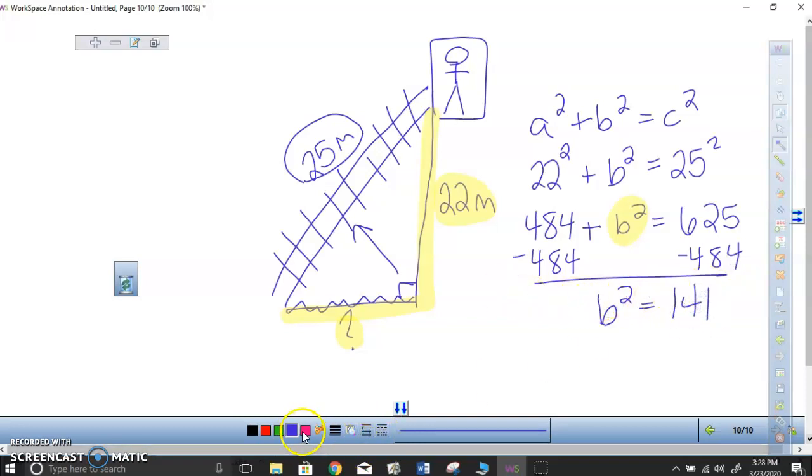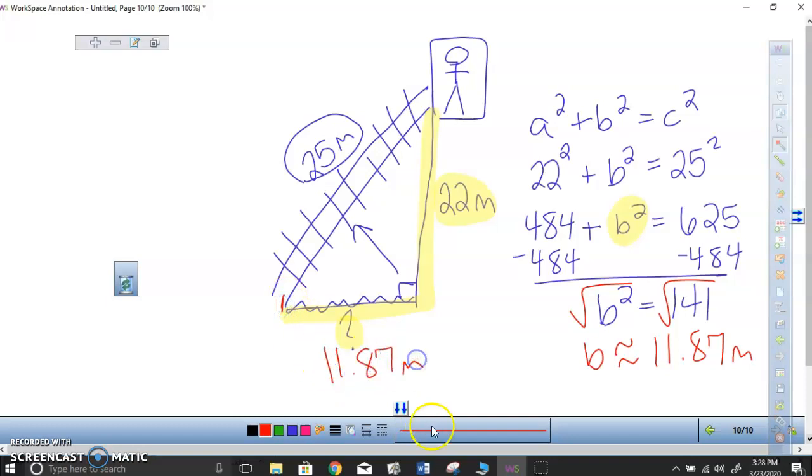Remember, I have to do the inverse operation. So I take the square root of both sides. So the square root of 141, I know this is not a perfect square. So I'm going to go ahead and use my little approximation there. So the square root of 141, I'm using my phone again. If you turn it sideways, you can do a square root. I get about 11.87 meters. So in order to rescue this person, they need to put the base of the ladder about 11.87 meters away from the wall to save them.